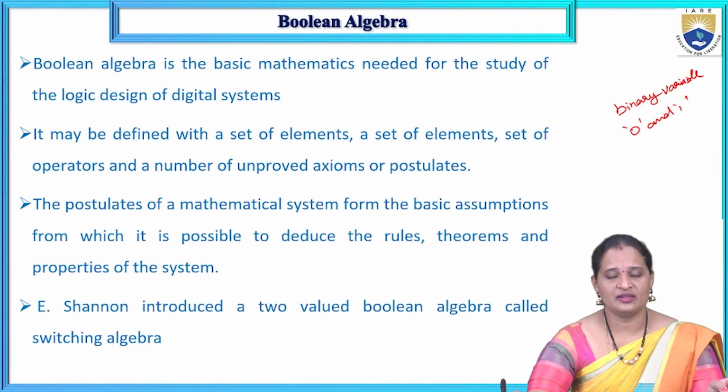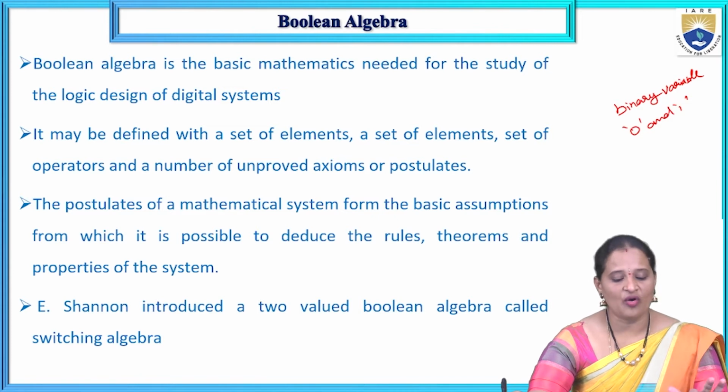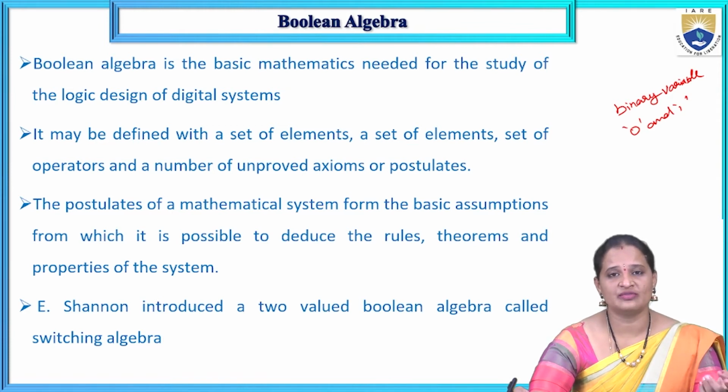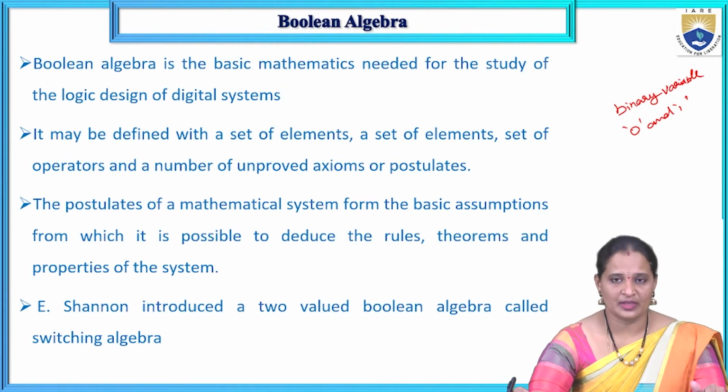We can also define Boolean algebra as a set of elements, a set of operators and a number of unproved axioms and postulates. The postulates of a mathematical system form the basic assumptions from which it is possible to deduce the rules, theorems and properties of the system. What do you mean by postulates? These are the mathematical assumptions which are used to deduce the rules, theorems and properties of a system.